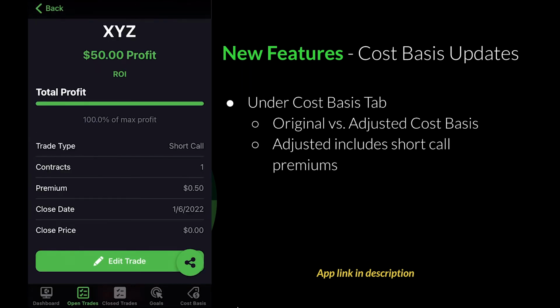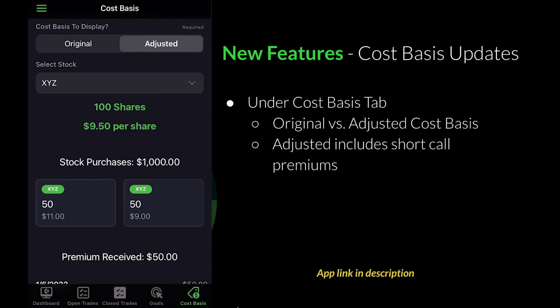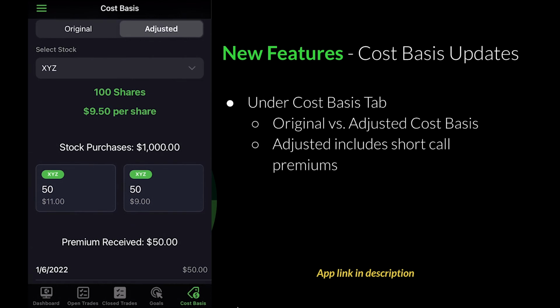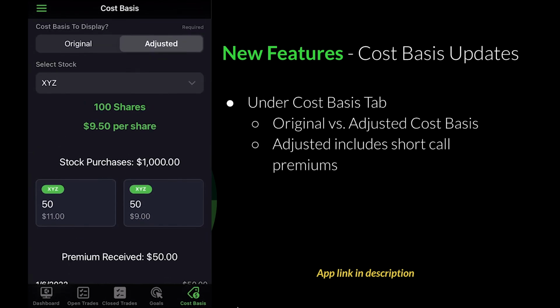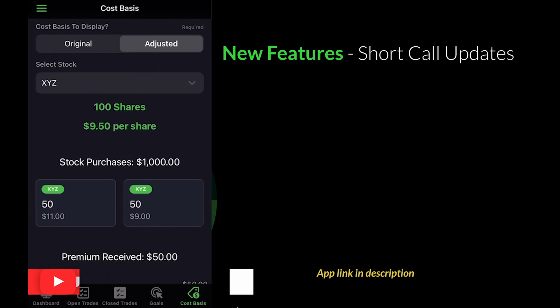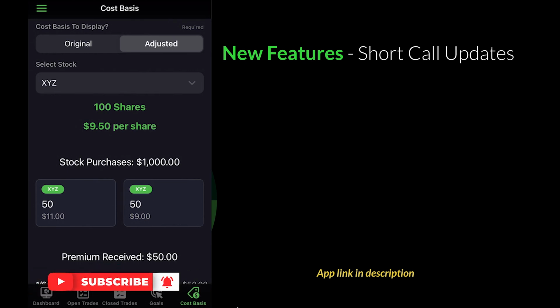Here's the completed trade record. We go back to our cost basis tab and we can see now we have received $50 in premium. We can see the date that we received it, and our adjusted cost basis is now $9.50. Originally it was $10, adjusted it's $9.50. All right, with that said, let's go to the short call entry once again.